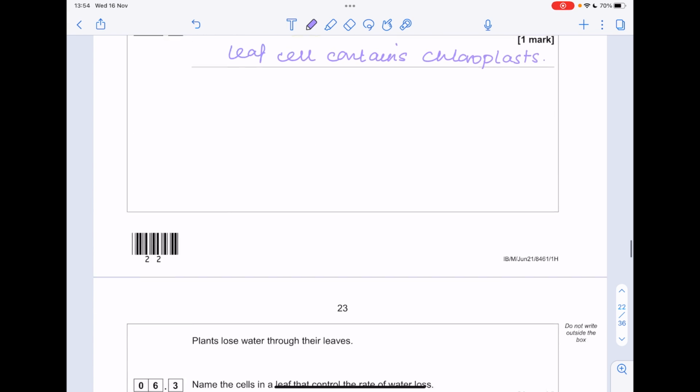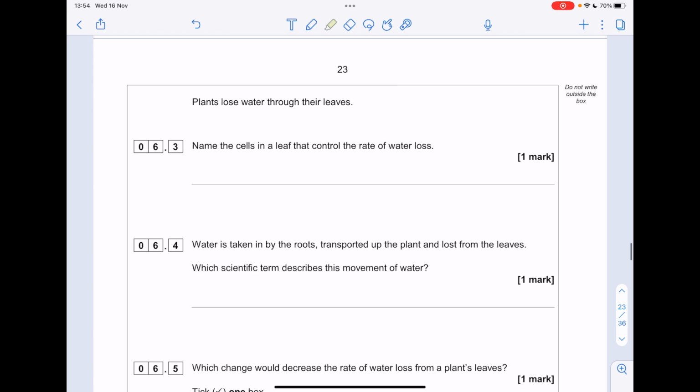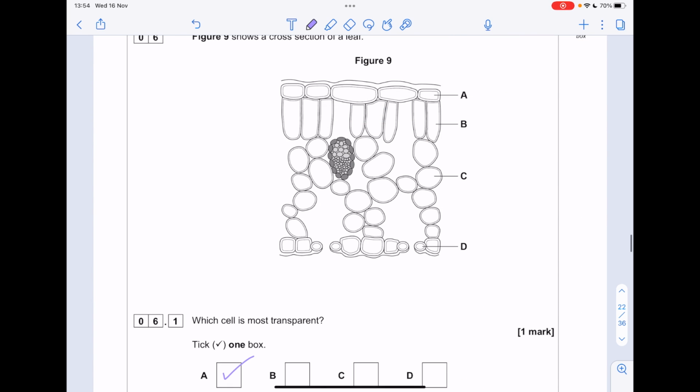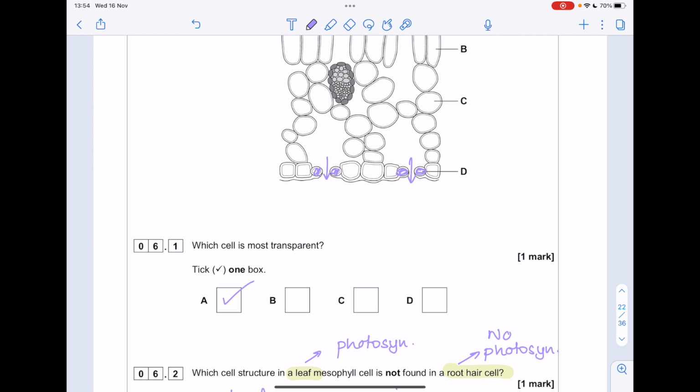Unlike the root hair cell. Plants lose water through their leaves. Name the cells in a leaf that control the rate of water loss. It is the guard cells. Because remember, these are the guard cells down here, and they control water leaving the stoma. So it's really letter D.